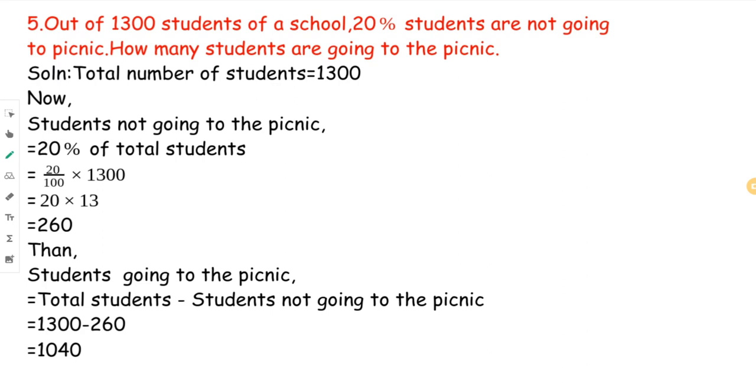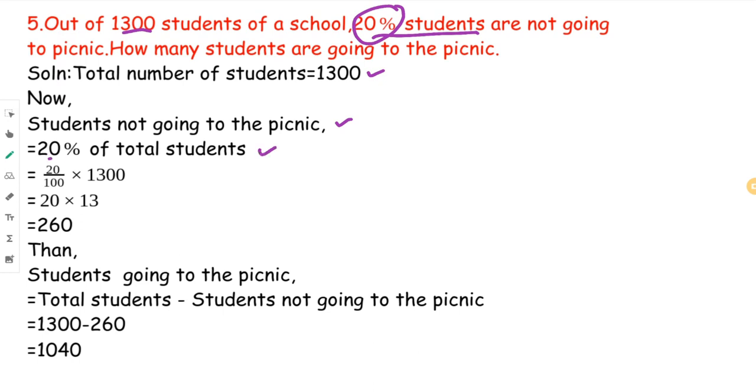All right, question number 5. Out of 1,020 students of a school, these are the total number of students. 20% students are not going to the picnic. How many students are going to the picnic? So we'll first find out how many of them are not going. Then when we subtract, we'll get the number of students who are going to the picnic. So let's find out the number of students who are not going to the picnic, because remember they have only given us here in terms of percentage, 20%, right? So students not going to the picnic equals 20% of the total students.